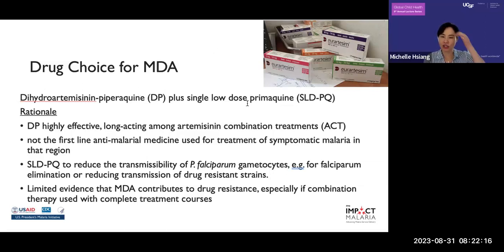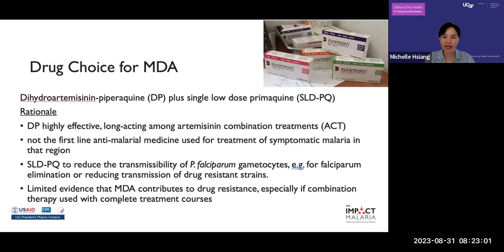And then we added a single low-dose primaquine. Primaquine is typically used to treat the hypnozoite stage, which is a latent infection with the species vivax or ovale. But if you use just a single dose, it's effective against gametocytes, the sexual stage of all the species. The ACT only treats the early stage gametocytes, so adding on the single-dose primaquine really gets at the transmission. So it's long acting. Another reason why we picked it is because it's not the first-line antimalarial used for symptomatic malaria; there they use Coartem.